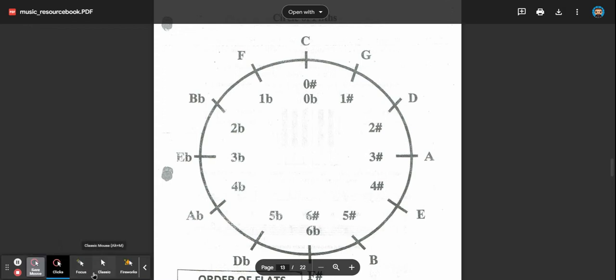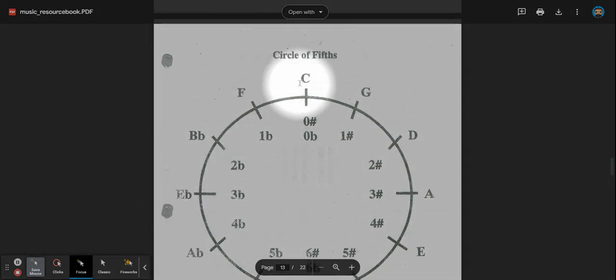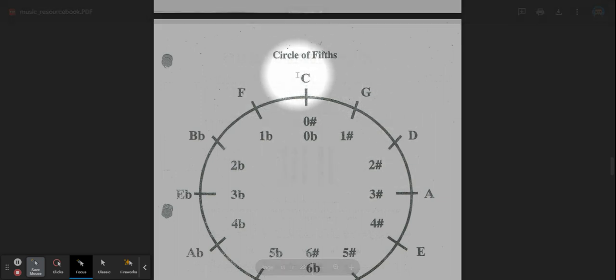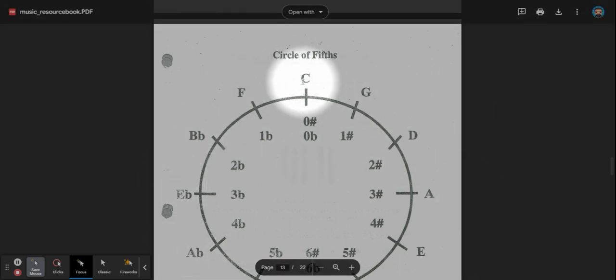Hi, Mr. Layton here. In this video, we're going to talk about the circle of fifths, or the circle of keys. And this one is organized in fifths. Let me change my cursor to focus in on here. So let's talk about what we're seeing here.